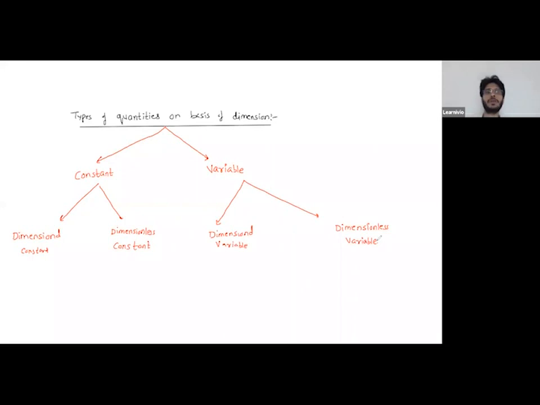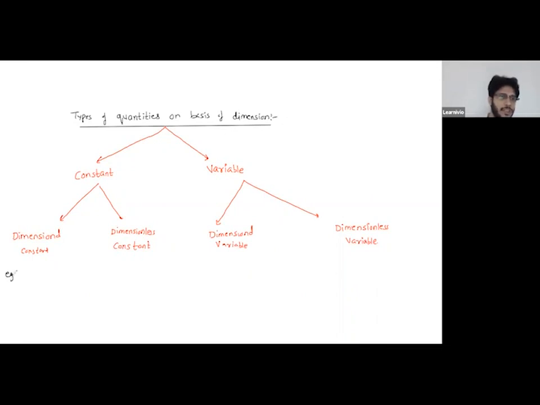So on the basis of dimensions, we can divide quantities into four categories. Dimensional constants, dimensionless constants, dimensional variables, which means variable quantities but having dimensions, or dimensionless variables, which means variable quantities that don't have any dimension. Let's start writing examples of these quantities.